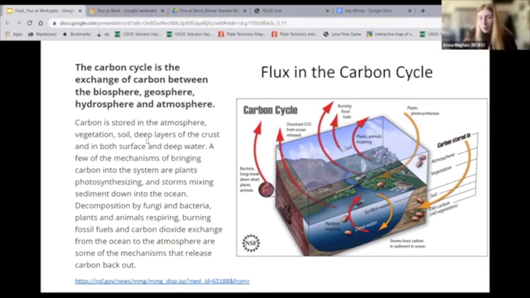So on the RCRV project, the system that I am currently focused on is part of the carbon cycle. I am looking at this lower center part of the box, which is the interaction of carbon in the form of carbon dioxide between the atmosphere and the surface ocean.